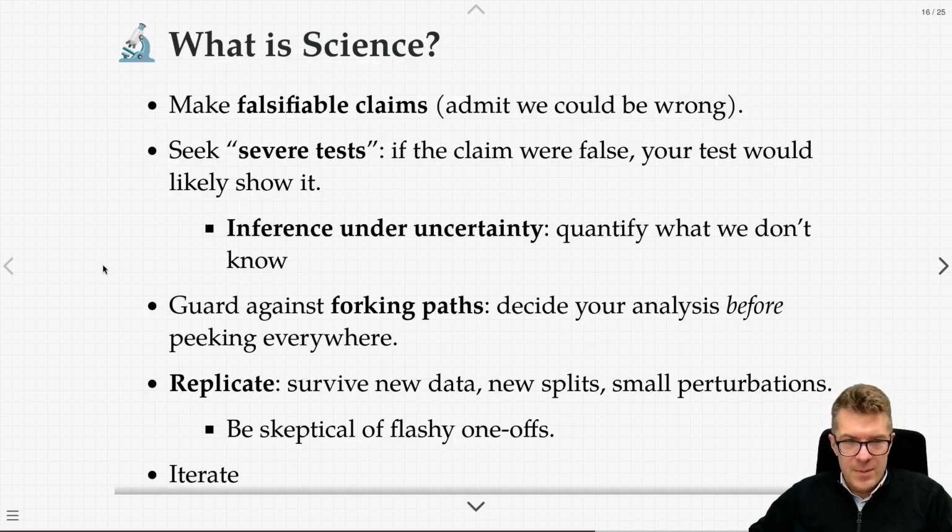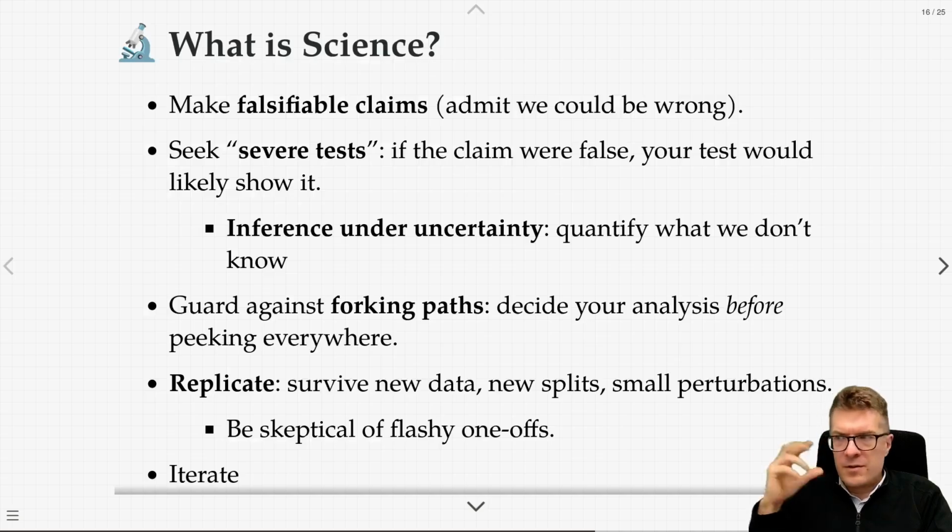Fundamentally, at some point, it's about making falsifiable claims. So we need to be able to admit that we could be wrong. And this is, not to get into the history of science, but this is one of the chief ways in which science differentiated itself from other fields of inquiry into the nature of the world, of the universe, and so on. So, in some sense prior to science, but also in some sense alternatively to science, we might have a claim we want to make about the world.